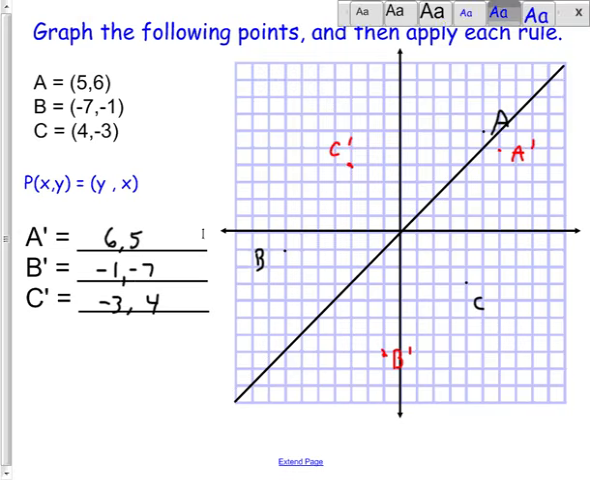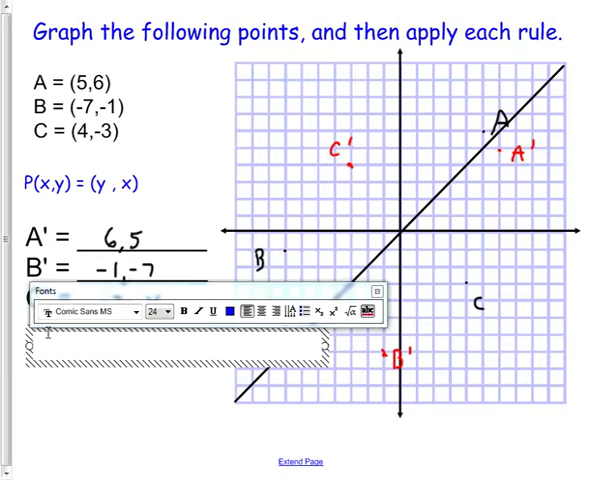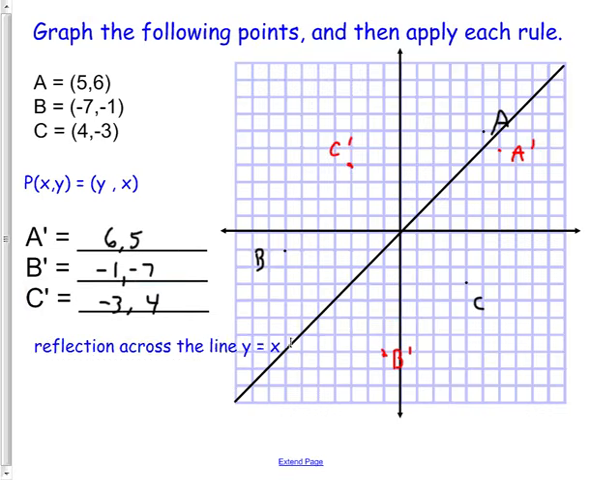So this is called a reflection across the line y equals x. The line y equals x is this diagonal line that goes through 1, 1, 2, 2, 3, 3, 4, 4, 5, 5. That's why it's y equals x: whenever x is 5, y is 5, and so on.